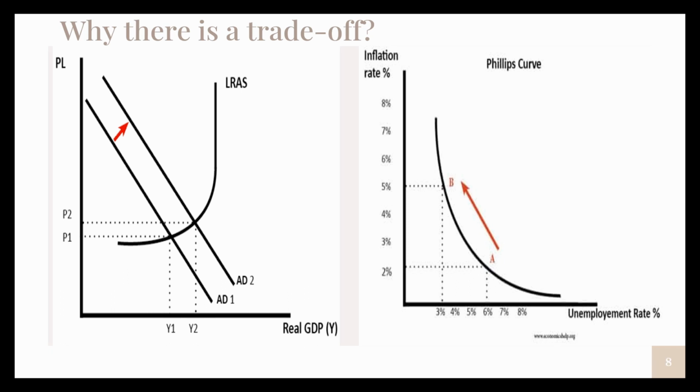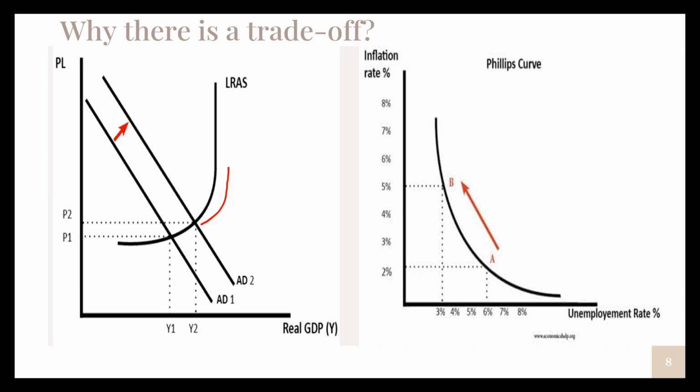Now, look at the diagram on the left hand side, where you will see that an increase in aggregate demand from AD1 to AD2 causes higher real GDP, or an increase in the level of output from Y1 to Y2. Therefore, with the increase in the level of output from Y1 to Y2, firms employ more workers and therefore unemployment rates fall. However, as the economy gets closer to the full capacity level, we see an increase in inflationary pressure.